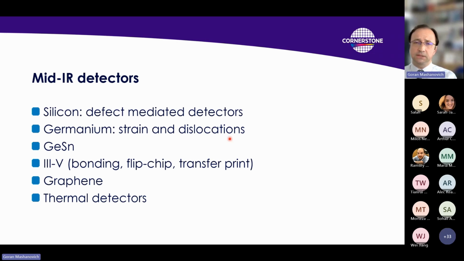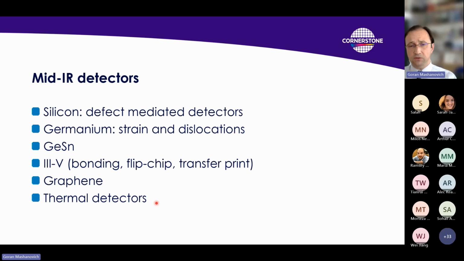Germanium tin is an interesting alloy, and there are some good results between 2 and 3 microns in terms of detection. We can also use 3.5s. They are always good materials, so we can either bond them or flip chip them or transfer print. So that's a very popular approach these days. Again, graphene, very wideband coverage in terms of the detection, but of course, the main problem is the yield.